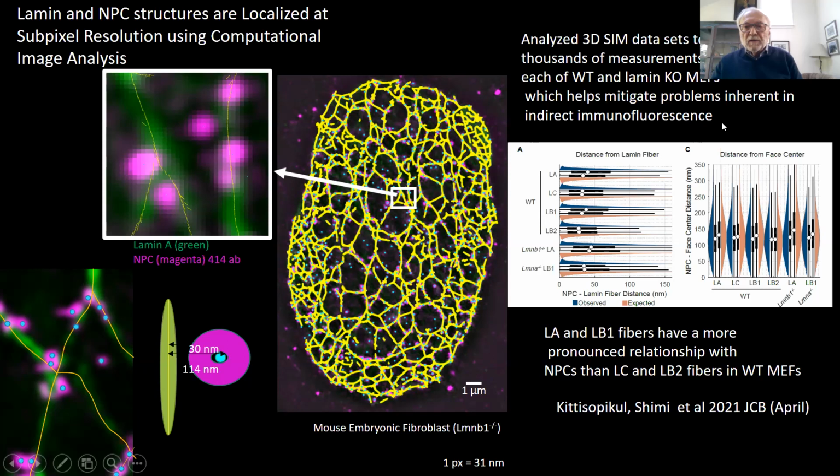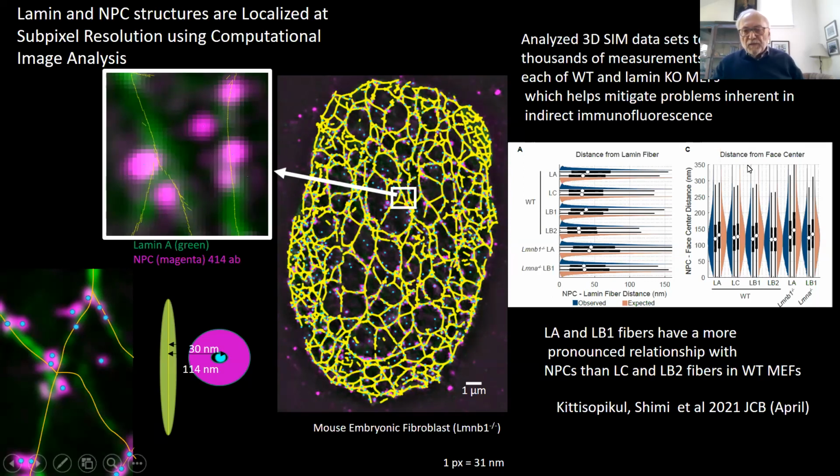And without going into great detail, because it's far too much work, you can look. The paper is also in bioRxiv, but should be online pretty soon in the Journal of Cell Biology. What we did was we analyzed many 3D SIM data sets with 10 to 20 nuclei for wild type and all the lamin knockout MEFs. Basically, we could monitor the distance from lamin fibers to the center of a pore, center of fiber to center of pore, and the distance from the face.